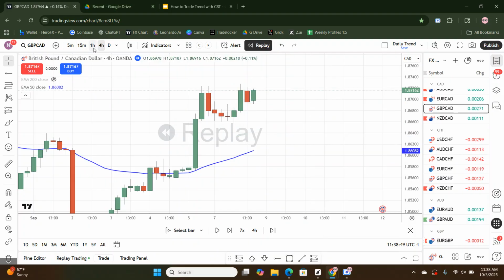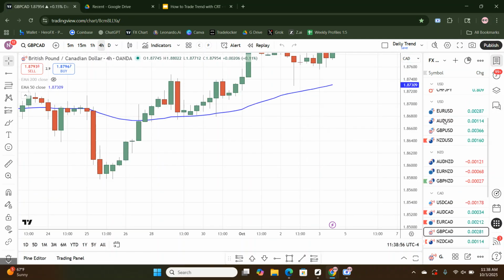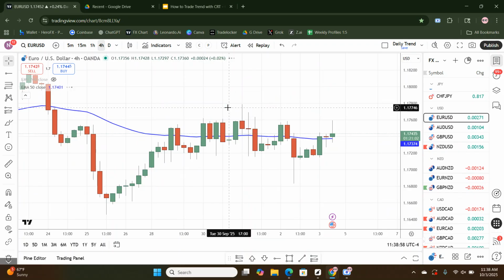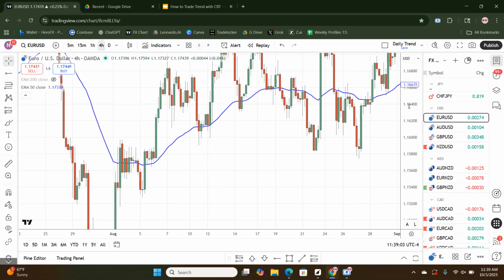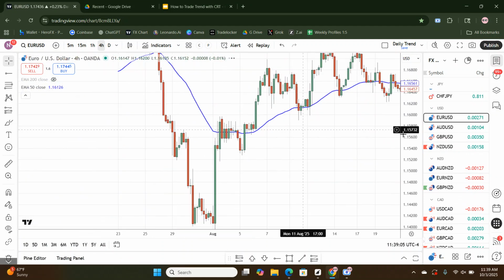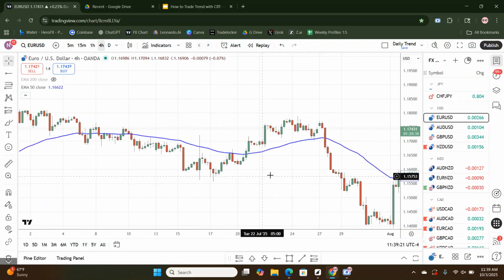Let's see if we can find a bearish example with the 50. Let me get it out of the replay. I could probably find it on the same pair, but I'll go to a different one. Let's try euro dollar. And what are we looking for? Bearish. So yeah, here's a nice little bearish drop here. Price being below the baseline. I'm mainly focusing on the 5 a.m. candle. 5 a.m. candles. Nothing there. Let's see if I can find a better one.